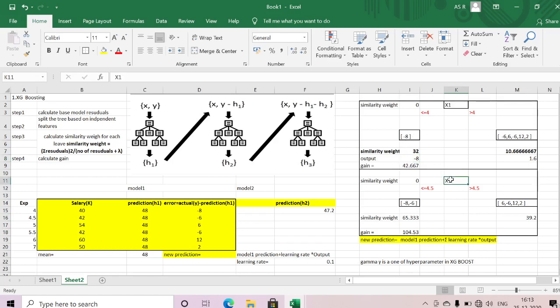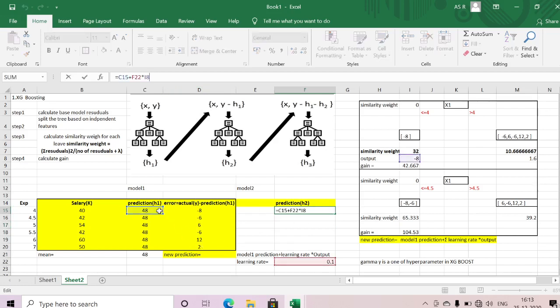Similarly we'll calculate the output for this leaf. For example, if my independent feature is 5, which is greater than 4, I will come here, and then I need to average all the residuals. Here I am summing all the residuals and dividing by 4. This is the output of this node. Then we'll calculate the prediction of the first model.